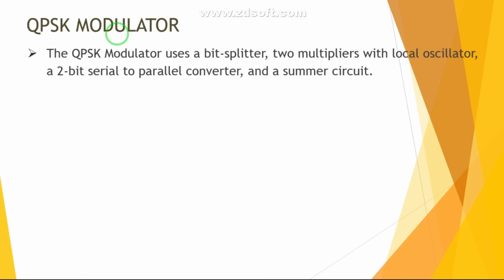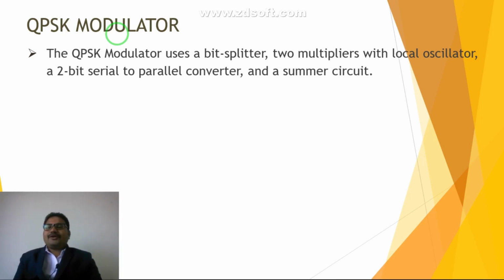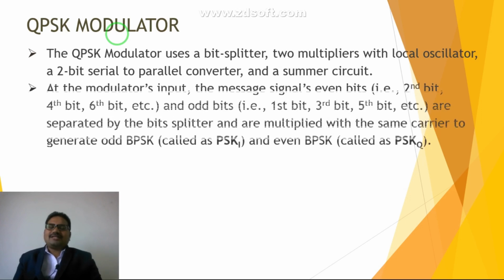Now next, that QPSK modulator, as we came to know, is a bit splitter, that is your two multipliers with two local oscillators, and which is nothing but your 2-bit serial to parallel converter and summer circuit. At the modulator input, as I already explained, the message signal's even bits, that is second, fourth, sixth, and odd bits, that is first, third, and fifth bits, are separated by this bit splitter or demultiplexer. And then they are multiplied with the same carrier to generate your odd BPSK and even BPSK.